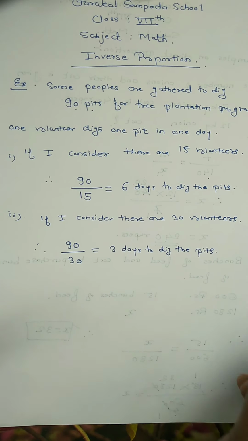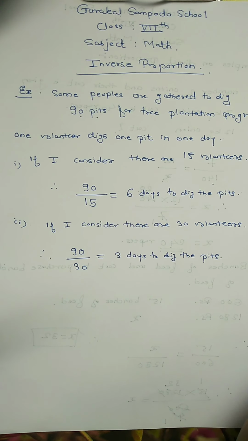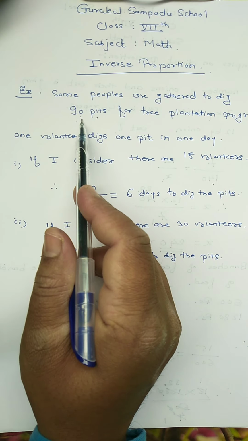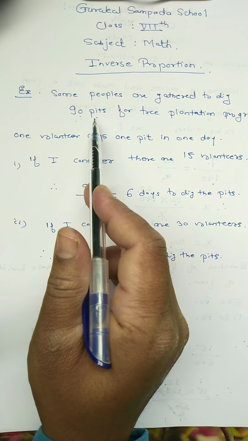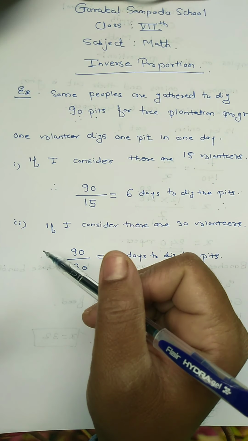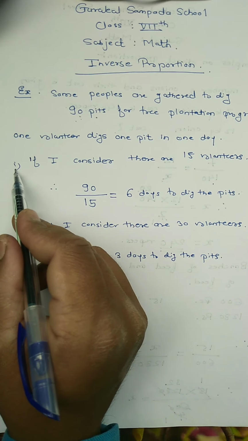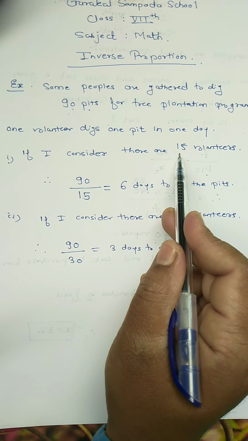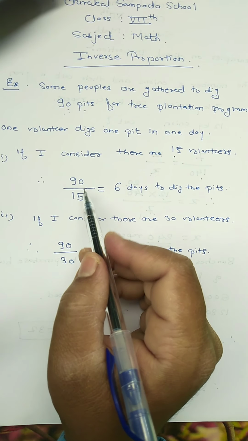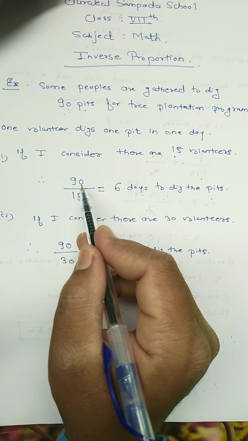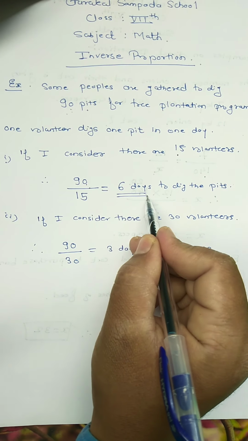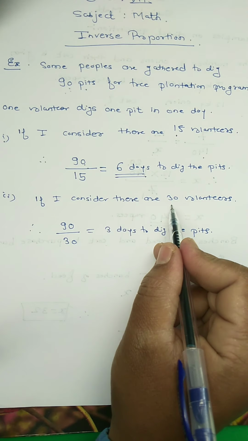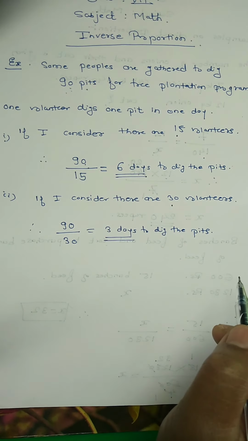Now if you observe all these three cases, what do you understand? In the first case, 90 pits are there, and with 90 people, one day is required to dig the 90 pits. In the second case, instead of 90 the volunteers become 15, and the number of pits is again 90, so 6 days are required. In the third case, if I increase the volunteers from 15 to 30, then 3 days are required.